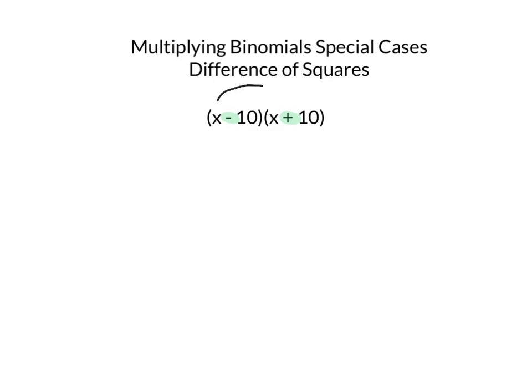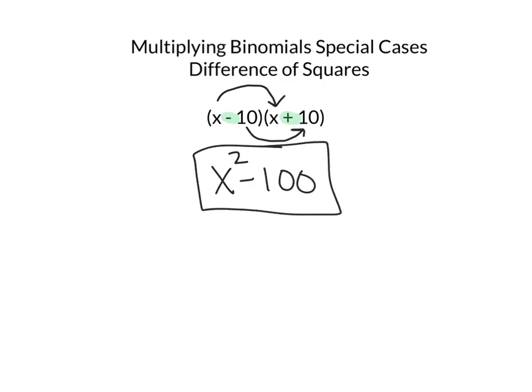So I'm going to start by multiplying the first value in each set of parentheses. So x times x is x squared. Then I look to the second value in each set. Negative 10 times positive 10 is minus 100. And there is the product of those binomials.